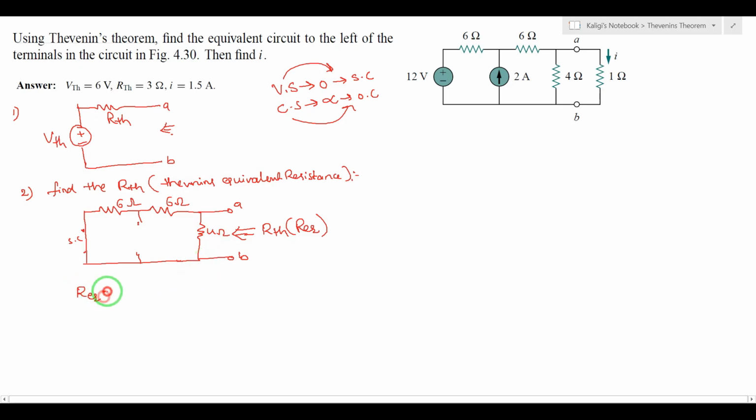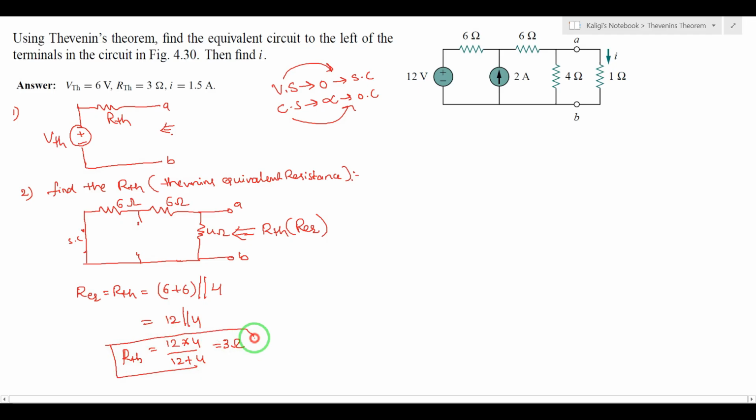Now R equivalent or RTH is equal to 6 plus 6, both are in series, that resultant will be in parallel with the 4 ohm resistor. 6 plus 6 is 12, parallel with the 4. Parallel means multiplication divided by the addition. So the resultant resistance is 3 ohms, that is RTH or R equivalent. From step 2 we found one value in the equivalent circuit. So we found RTH is equal to 3 ohms, and now we will find the VTH.